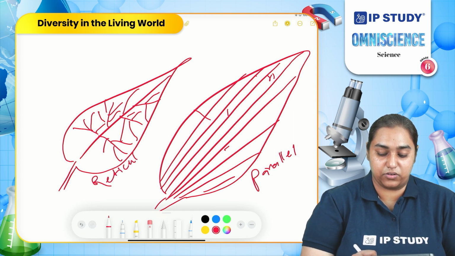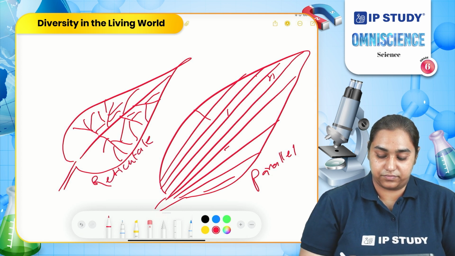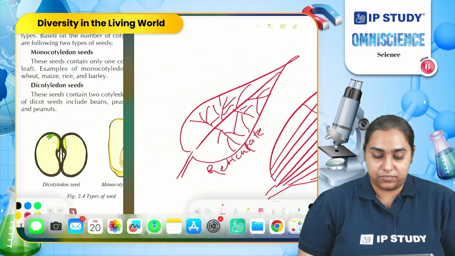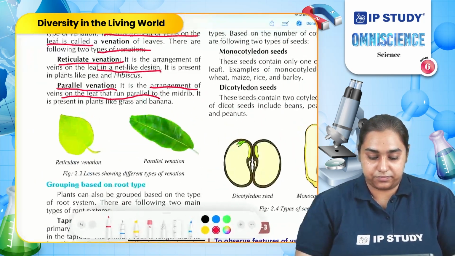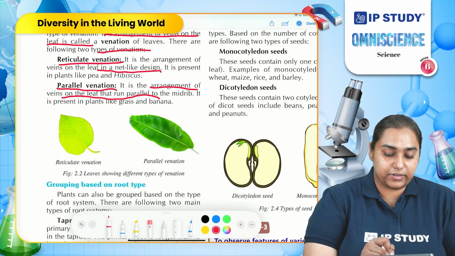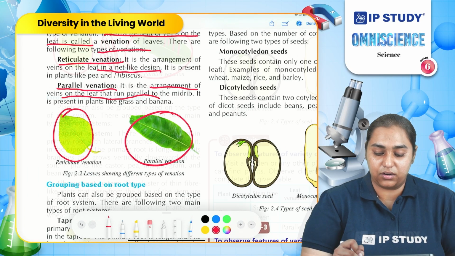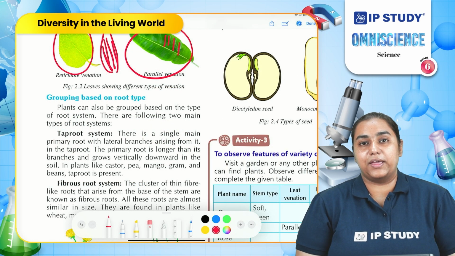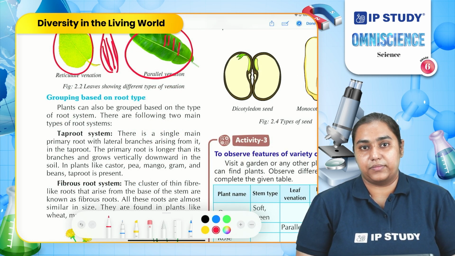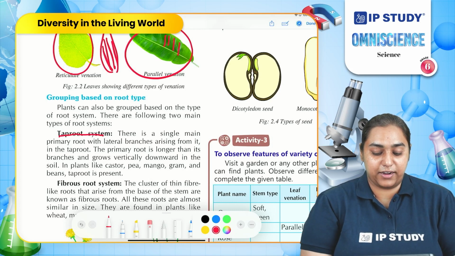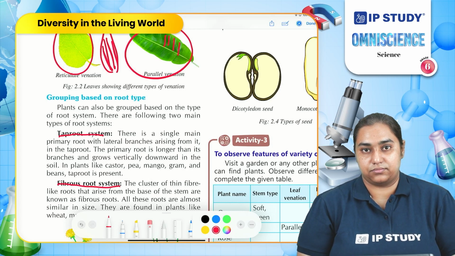This is reticulate. You can look at the structure. This is reticulate, this is parallel. Another category of grouping is based on the root type. In plants, there are two types of root system, taproot system and fibrous root system.